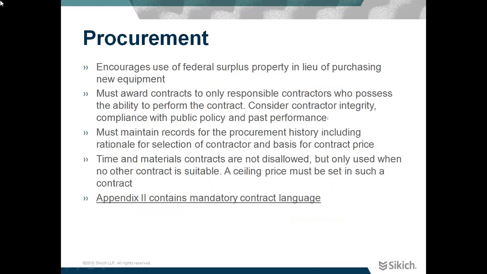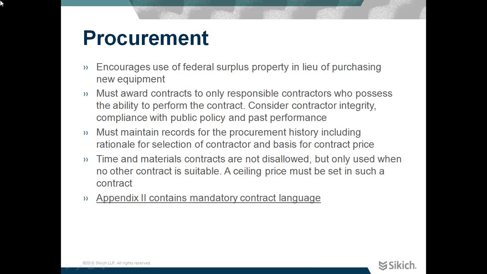It also encourages, of course, first the use of federal surplus property before purchasing any new items. Trying to obviously make sure that awards are going to responsible contractors. If a contractor has never carried out this large of a contract, they may not be considered for that contract.